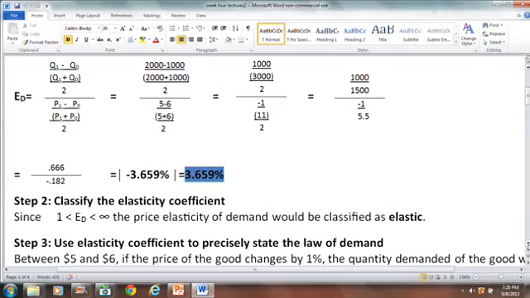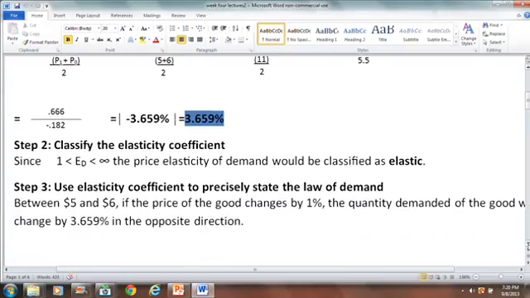Now I take the result and go back to the law of demand and restate it very precisely. Instead of saying price goes up, quantity demanded goes down, I can state it like so. I did my calculation between $5 and $6, so my results apply to this interval. In that interval, if the price of the good changes by 1%, the assumed 1% change in price is an assumption associated with the formula. The elasticity formula assumes a 1% change in price. It's designed that way.